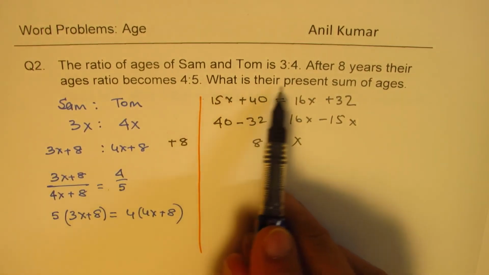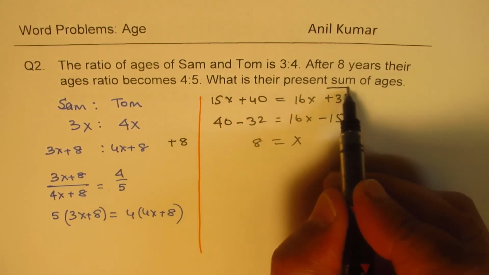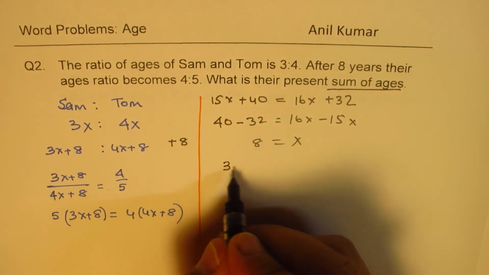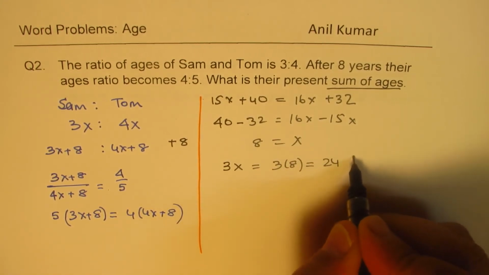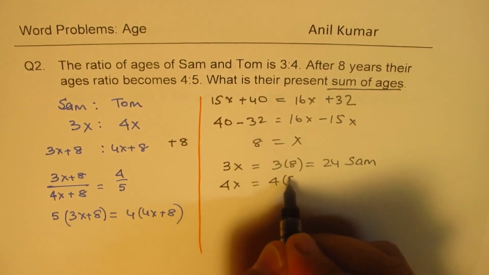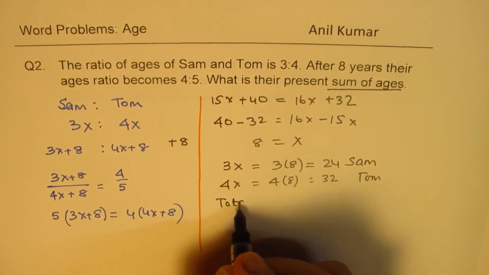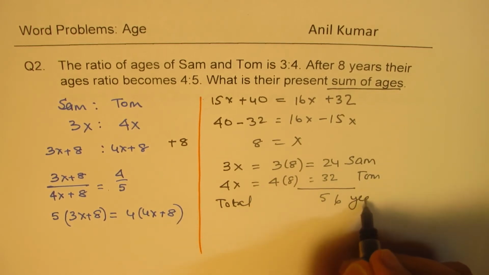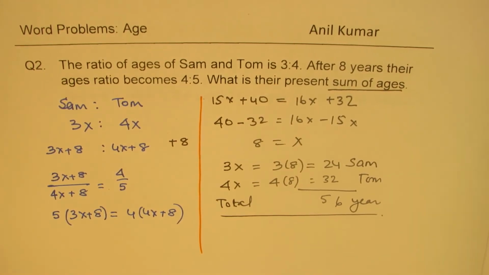And now, what is their present sum of ages? We now want sum of ages. So let's add them. So present age will be, 3x will be equals to 3 times 8, which is 24. That is for Sam, right? And 4x is for Tom, which is 4 times 8, which is 32, right? And total is how much? Add them up, correct? So we get 56 years is their total age, correct? So that is how it could be solved.